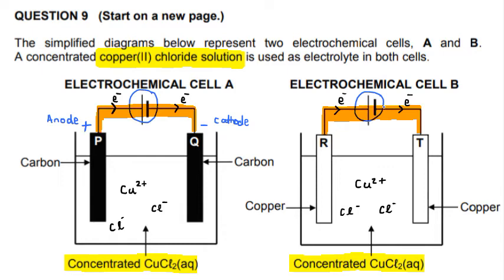But it still stands that this electrode R is positive and is the anode, and the electrode T is negative and is the cathode. Okay, so let's jump into the questions and see what they want us to answer.